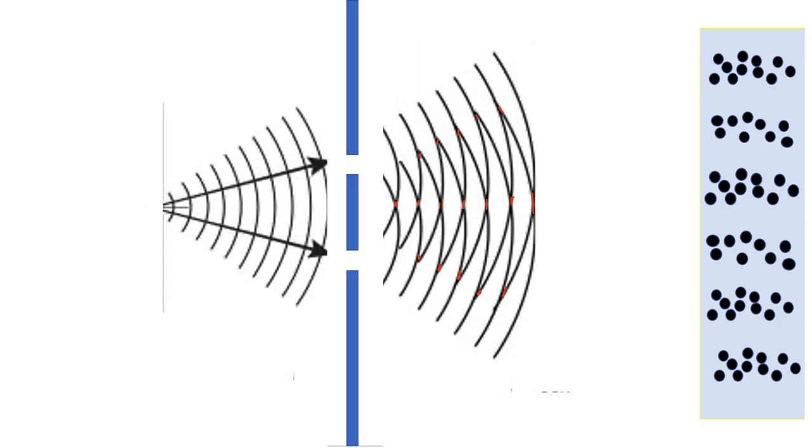Well, it is possible if light is a wave, because the two light waves that were passed through the slits would interfere with each other, forming the interference pattern we see.